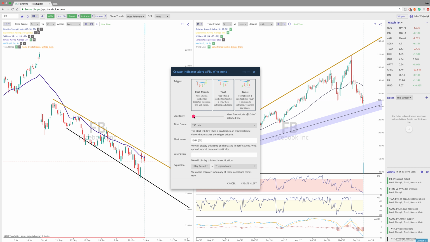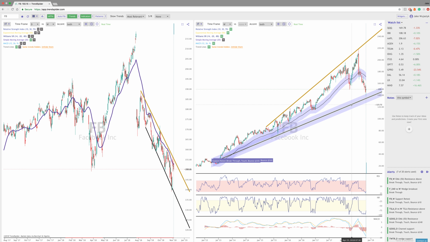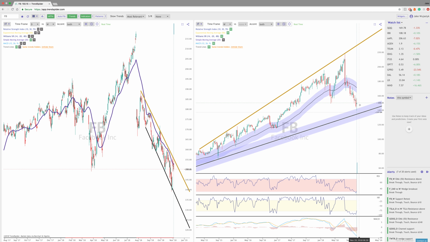Now, if we wanted to have a looser alert, we could make the sensitivity so that anytime the price gets into this purple area, within any of these time frames, so if we want to see that the 10-minute candle closes within this purple area above, we put that here. We would just say EMA resistance above, 7 days past, or 3 times triggered is when this would expire, and we can do it for breaking through, touching, or bouncing. Create the alert, and now we are essentially set. If the price goes to the downside or the upside, we will be alerted when the price gets to these areas.